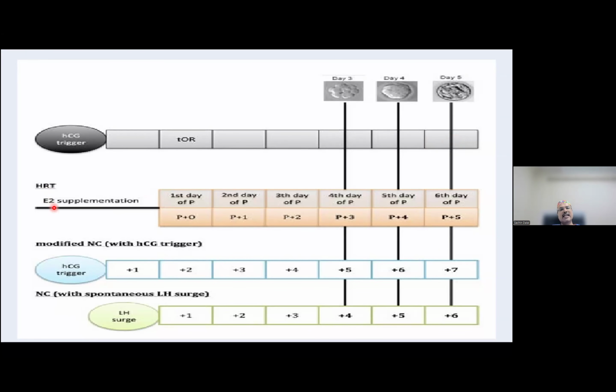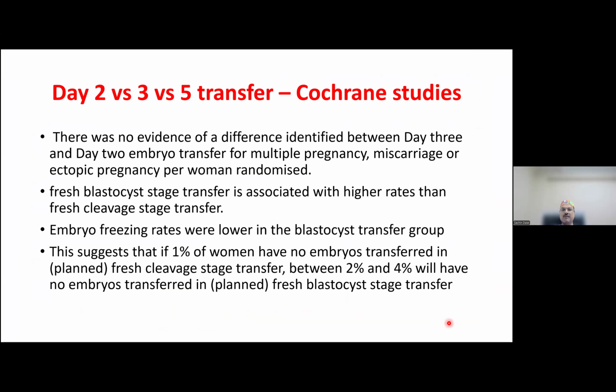If you've given HRT, it is very simple. Once your endometrium thickness is more than 8 millimeters, a nice trilaminar pattern, straight away start progesterone, 3 days of progesterone, fourth day transfer for day 3. Similarly, 5 and 6 days for day 4 and day 5. And modified natural cycle with HCG trigger is similar to this. And in natural cycle with spontaneous LH surge, you presume that the LH surge has occurred here. Start progesterone the next day immediately. Give for 3 days for a cleavage transfer. Similarly, give for 5 days for a blastocyst transfer.